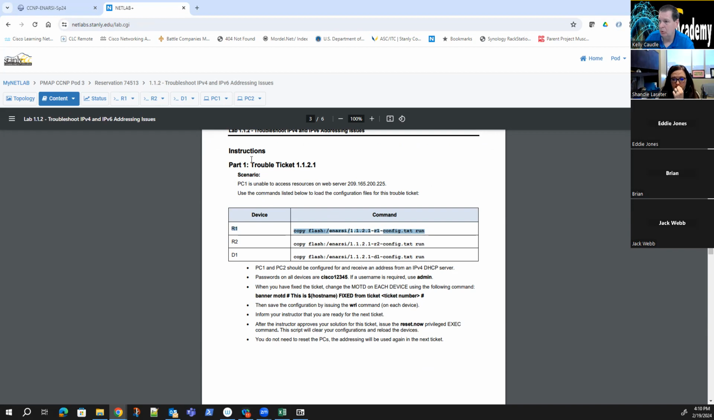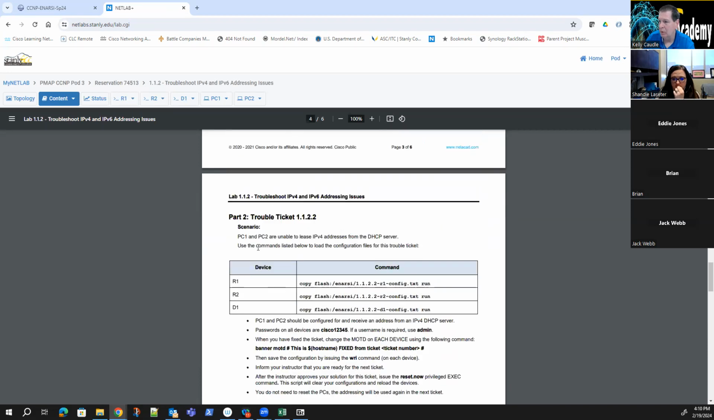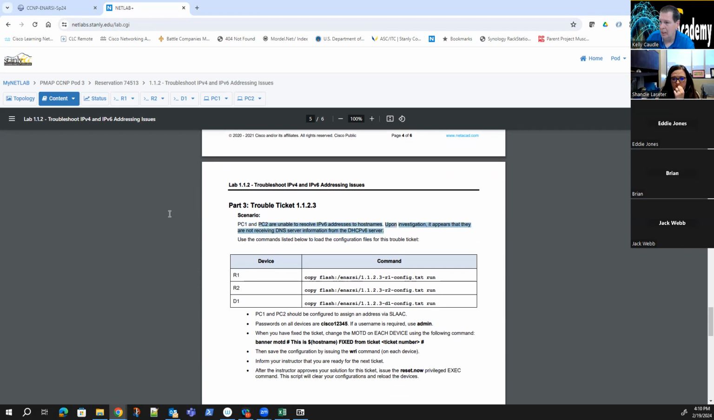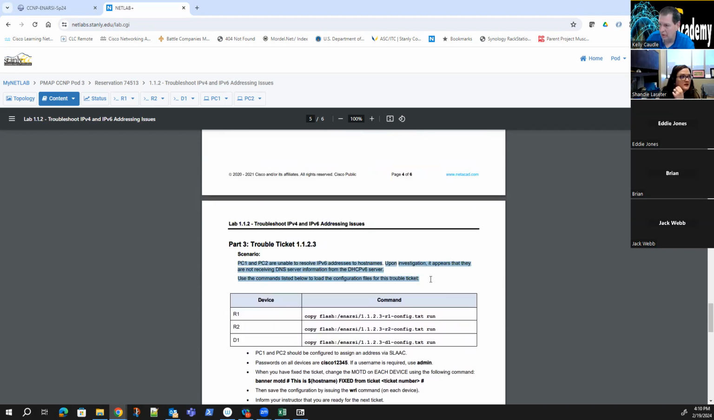So like it says here, PC1 is unable to access the resources on this web server. Fix it. And then it says PC1 and 2 are unable to access this. Fix it. And then this one says PC1 and 2 are unable to derive IP addresses from host names. Upon investigation, it appears they're not receiving DNS. So even though you see that, that leads you towards it, but it's still kind of crazy when you copy it in there. If you don't pay really close attention to these, you're not going to understand what it's asking for and why you missed it.